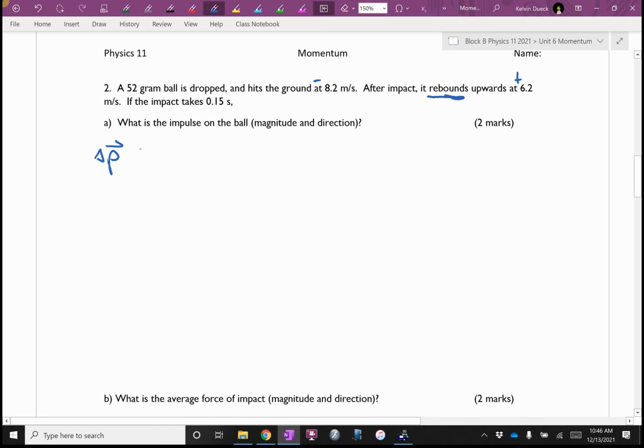I think I'm going to find the impulse by going mv final minus mv initial. And you're right, I should also have said the mass is 0.052 kilograms. So I'm going to get an impulse. What's another phrase for impulse? Change in momentum, which means you have two different momentums, final minus initial.